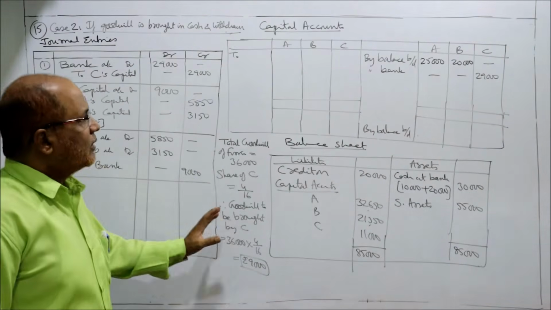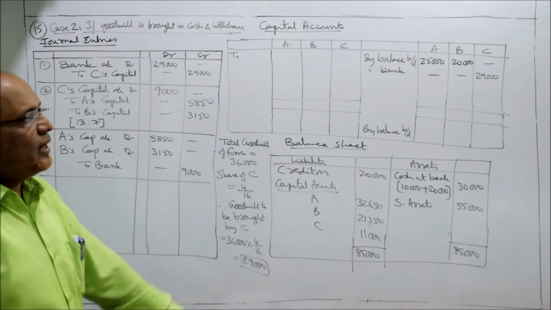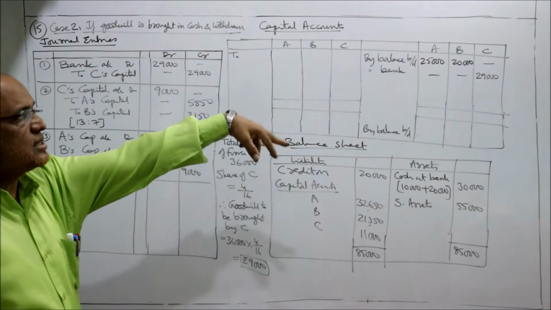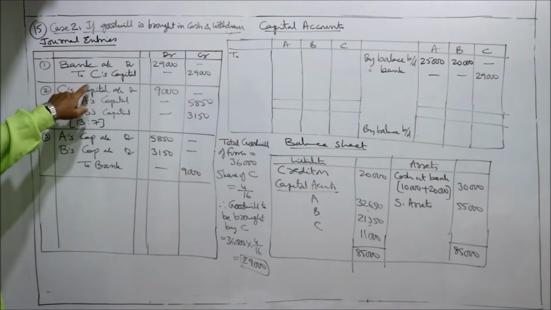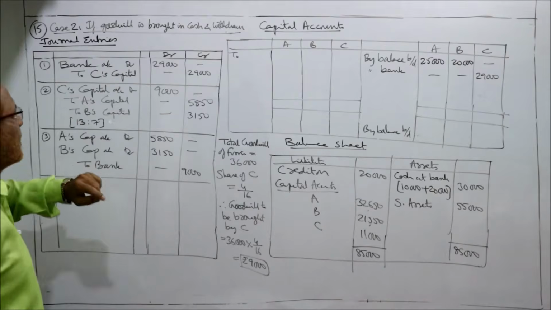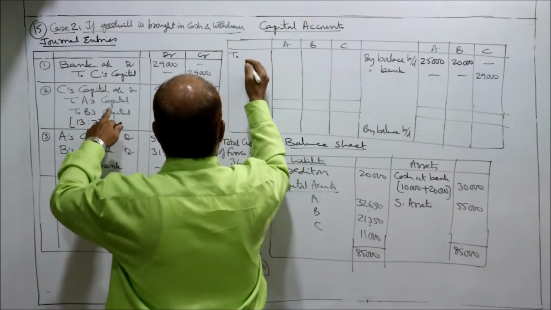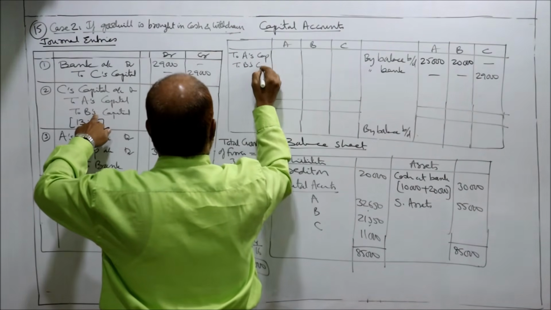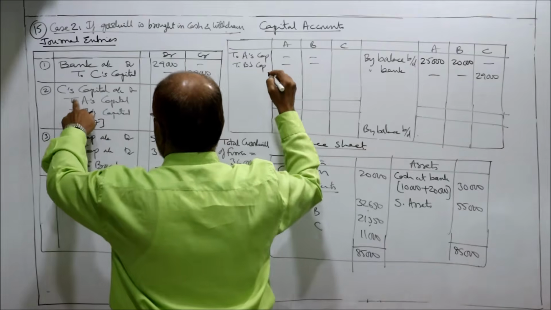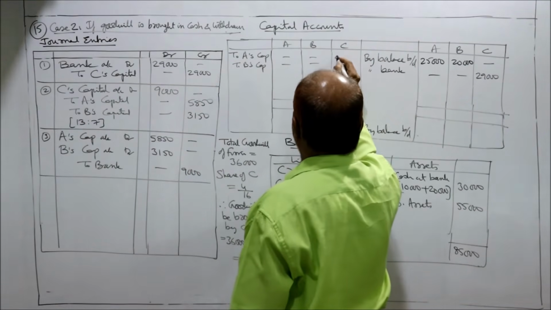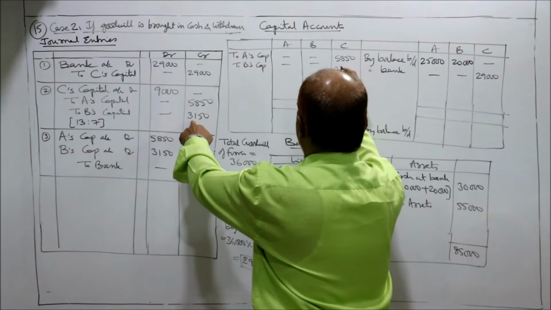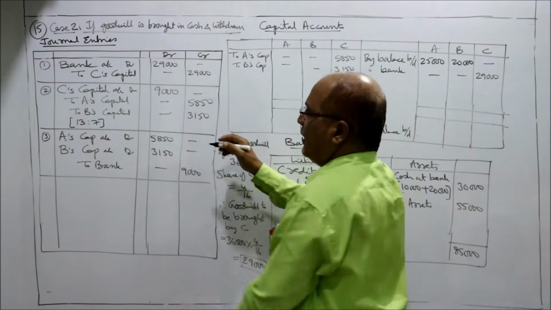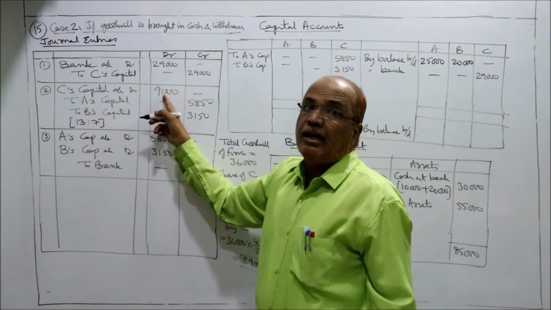That's all. Entries are over. Now we'll make the capital account. Capital account A, B, C. By balance brought down A and B. By bank 29,000 C. First entry: bank account debit to C's capital. Next entry is C's capital account debit to A's capital, to B's capital. So C's capital account should be debited 5,850 and 3,150. It is given that C's capital should be debited by 9,000.